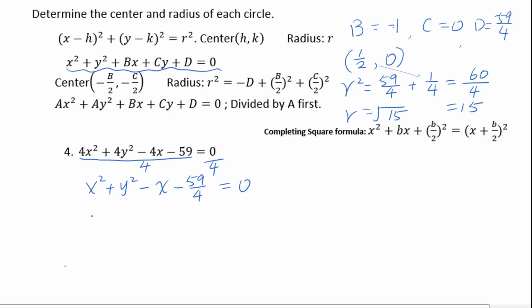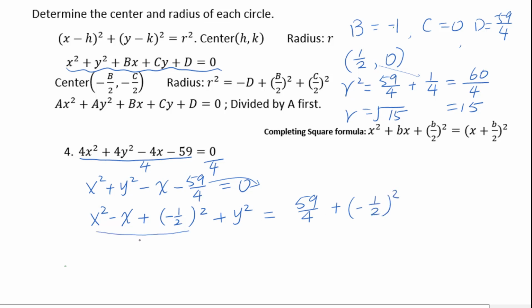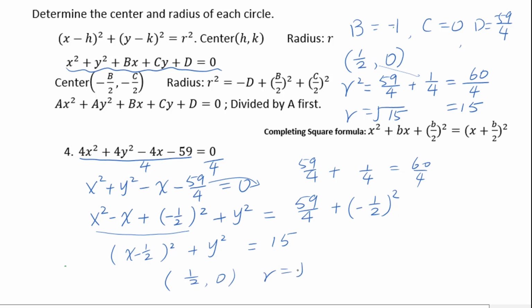If we want to use completing the square, you will get x squared minus x plus (1 over 2) squared, which is negative 1 over 2 squared, plus y squared equals, cross the equals sign, change the sign, 59 over 4. Do not forget negative 1 over 2 squared on the right side. These three terms give you (x minus 1 over 2) squared plus y squared equals, this is 1 over 4, then 59 over 4 plus 1 over 4 is 60 over 4. So you get 15. Therefore, the center will be (1 over 2, 0), and the radius equals the square root of 15.